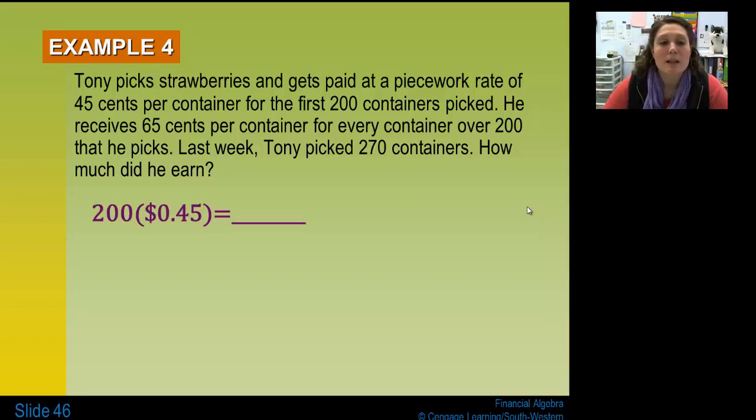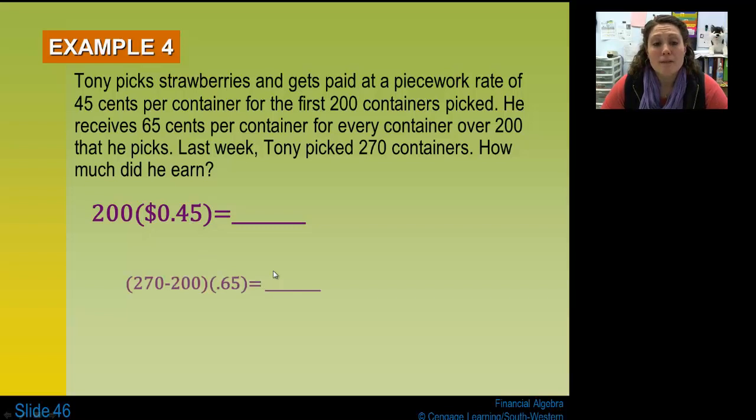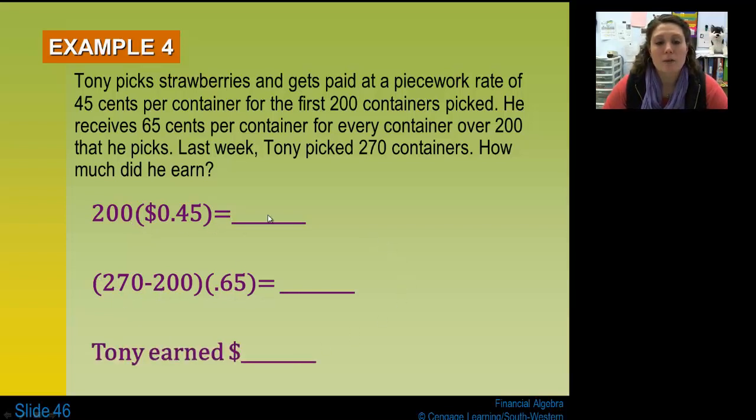So again, same as the last one. We know that the first 200 containers, he gets 45 cents. After that, he gets paid a rate of 65 cents for every container. So we need to do the subtraction here and then do our multiplication piece. So you need to go ahead and do the multiplication here and then do the subtraction here.